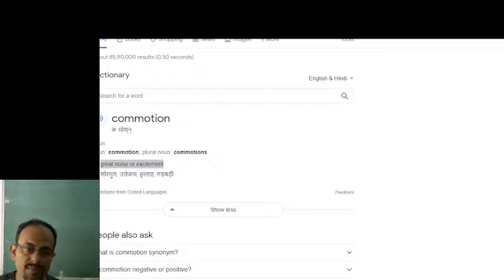And conscientious, when it comes to explaining people, means careful, and for their work, it means it is done with a lot of care and attention. Okay, so conscientious. So hopefully you shall remember.